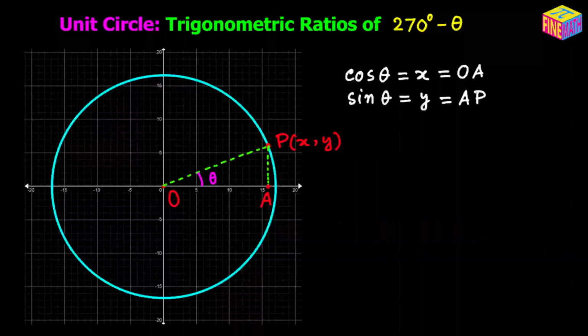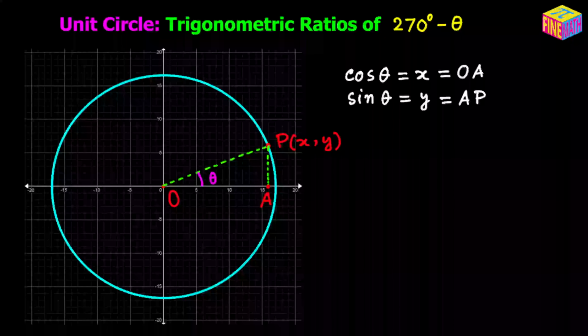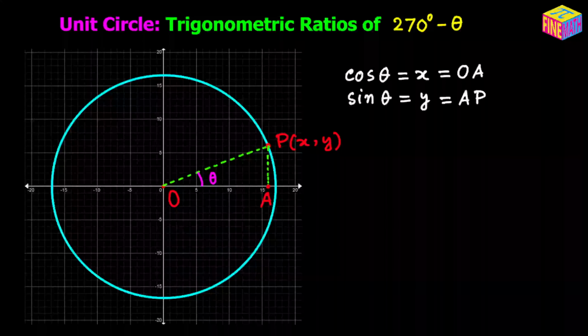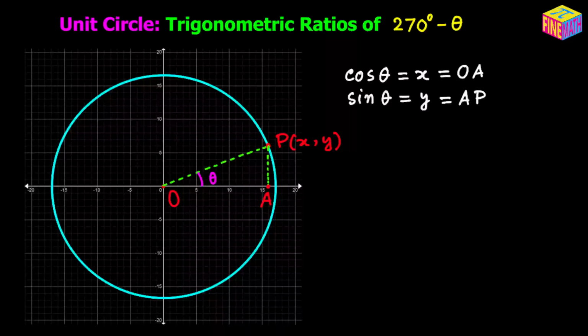Hi everyone, in this video we are going to discuss how to calculate the trigonometric ratios of angles like 270 degree minus theta, and this is obviously a reflex angle. Here we are going to learn how to find the trigonometric ratios of such reflex angles in terms of the trigonometric ratios of the theta angle. So we will always take theta as an acute angle, that's the base angle, and we will try to express the trigonometric ratios of the reflex angles in terms of the trigonometric ratios of an acute angle theta.